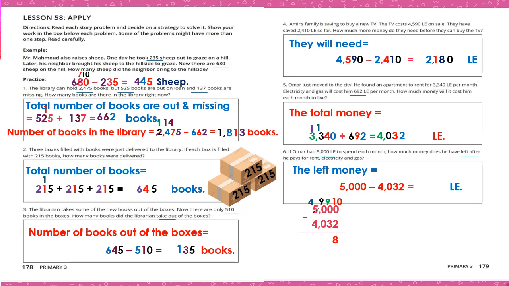10 minus 2. Can you take 2 from 10? Yes, 8. 9 minus 3, 6. 9 minus 0, 9. And the last one, 4 minus 4 is 0, and 0 in the last place is nothing, okay? It has no meaning. So the result will be 968 pounds.